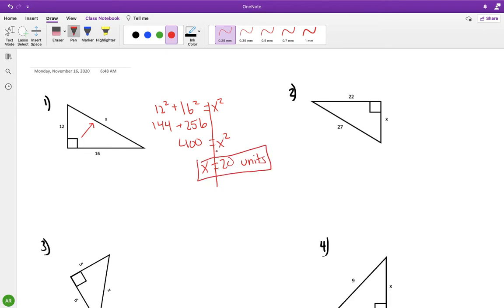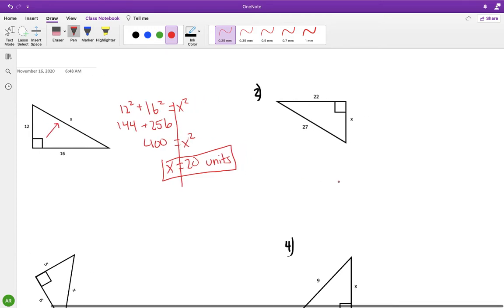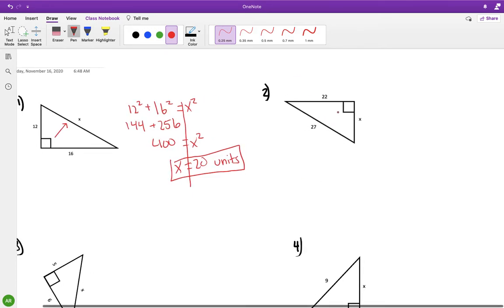All right, so there's the first one. This one we are solving for the hypotenuse. Next one. You notice that we have the hypotenuse, so we're solving for one of the legs. So this time we're going to set it up. We're going to have a leg on the left side of the equation. It's unknown, and we're going to have the hypotenuse on the right side. So we have x squared plus 22 squared equals 27 squared.